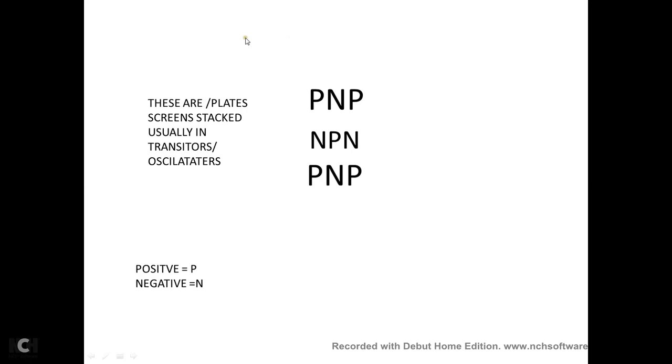All right, these are plate screen stacked, usually in transistor oscillators. You'd have a positive, negative, positive plate, or a plate with a negative, positive, positive plug. The collector, emitter, drain, and source go through that and collect the different ways.